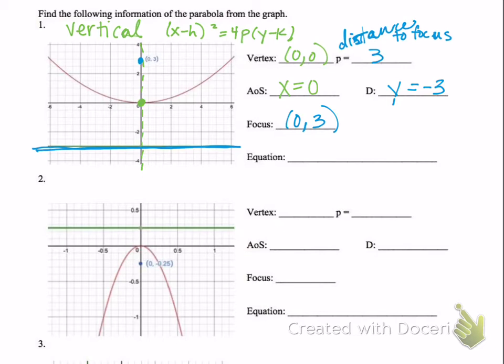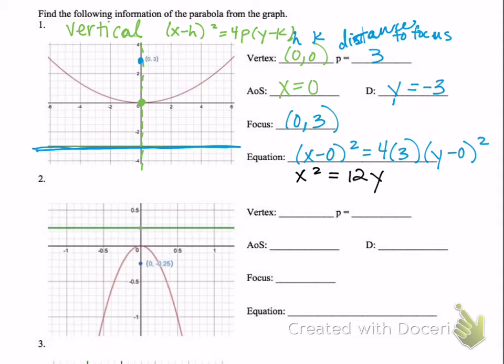And so now I have all the information that I need to fill in the equation. My h, my k, my p, and that's all I need. So my equation would be x minus 0 squared equals 4 times 3 times y minus 0. Then I'd want to simplify that because I don't really like the zeros. And I need to multiply the 4 times 3. So my final answer would be x squared equals 12y. Not squared, you're right. Dadgummit. Oh my goodness.